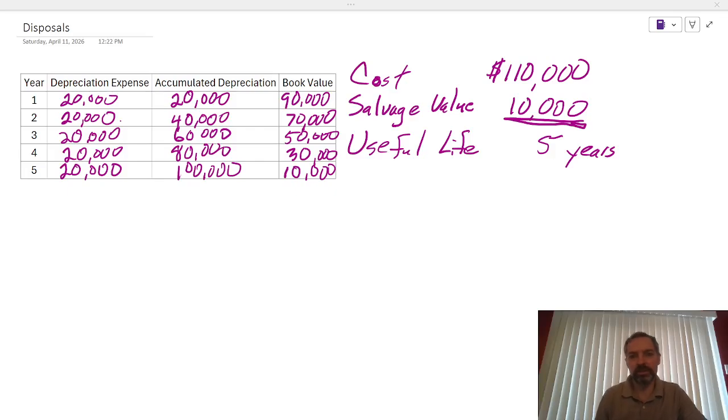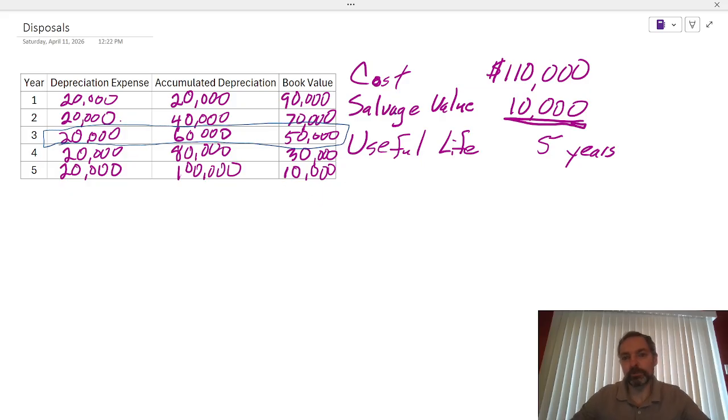We don't always keep an asset the entire useful life. Sometimes we get rid of it. As an example, this is the depreciation schedule for our asset using the straight line method. And let's say that after year 3, we decide to sell it. So after year 3, we have $60,000 in accumulated depreciation and $50,000 in book value.